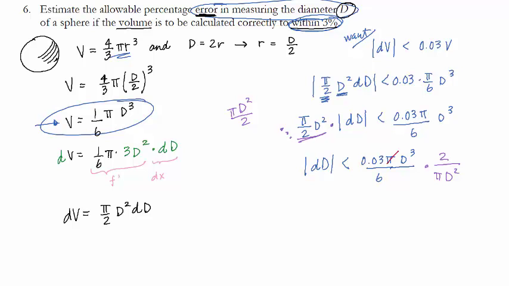Then we can clean up this guy, like the pi's go away, which is handy, and 2 and 6 make a third, and then d cubed and d squared also cancel. So now we have that the change in diameter is less than 0.03 divided by 3, 1% times d. That means that we need to measure the diameter within 1% to get a sphere volume that is within 3%.